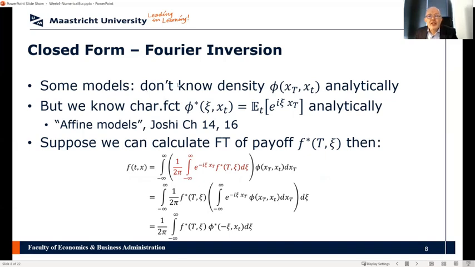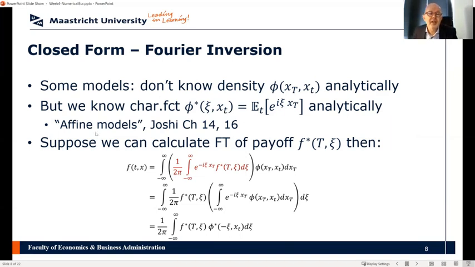There is a large class of models where we don't know the density function analytically, but we do know the characteristic function phi star analytically. And the notation that I'm using is I'm doing the Fourier transform on the payoff, so at x at time capital T, but the x of small t where I am today, I know that. So phi star is the conditional expectation, given where I am today at time small t, of the random variable x capital T at some future date. And this is a function phi star with arguments xi and x small t.